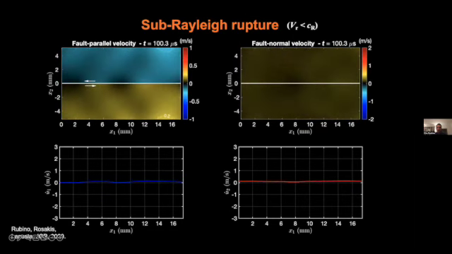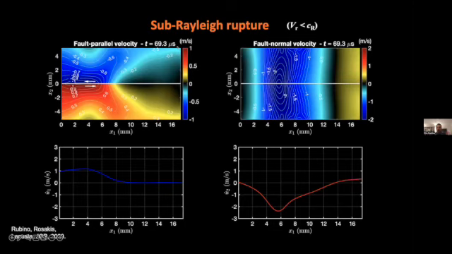Let me actually stop here on a frame. Here, time is in microseconds, so typically the rupture takes about tens of microseconds to go through the field of view. And so here this is the rupture tip. Here are the compressional and dilatational lobes that extend in front of the rupture tip. And there is an important component of the fault normal velocity, which can be even larger than the fault parallel. So this is a little bit counterintuitive because you'd imagine that the fault parallel component would dominate for a mode 2 rupture, but this is not the case for subRayleigh ruptures.